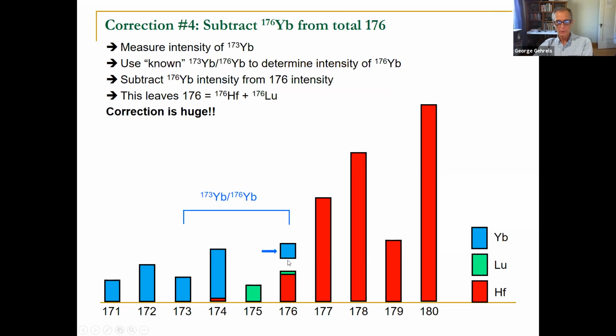So now what we want to try to do is, we're interested in just red 176. How are we going to subtract out the blue? We want to get rid of the blue ytterbium 176. Well, you just measure 173, 176. We know what that ratio is in nature. And so if you know 173, you know the ratio, you can just subtract out how much 176 there is. Good news. Now we only have red and green to deal with.